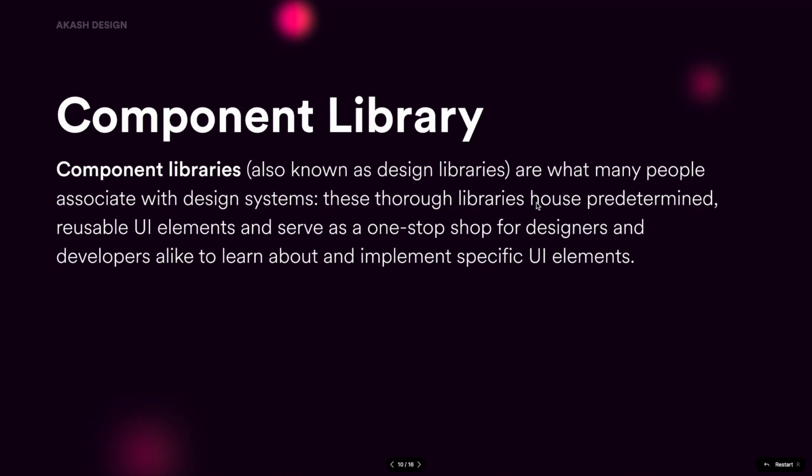The next thing that I explained was component library. So component library, or also known as design library, is what many people associate with design systems, but actually it's not. These are the libraries that we define that contain the reusable UI elements, and this component library is the one that we build in Figma or in Sketch or XD. So this is what we build in asset libraries, and then designers can pick it, drag and drop, and build other things out of it, right? So component library is the one.